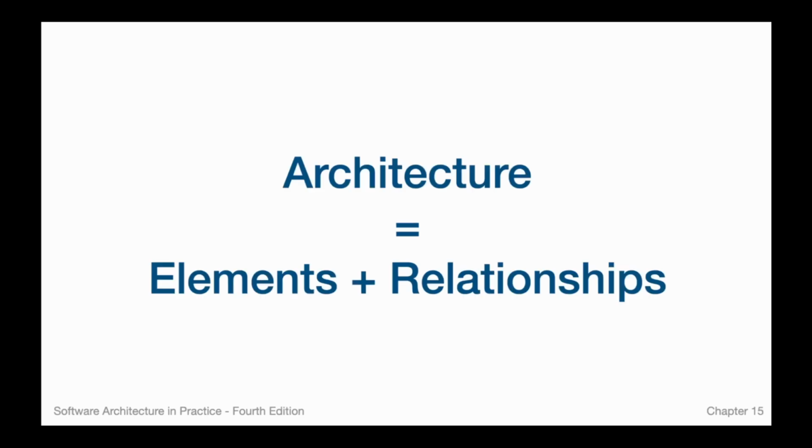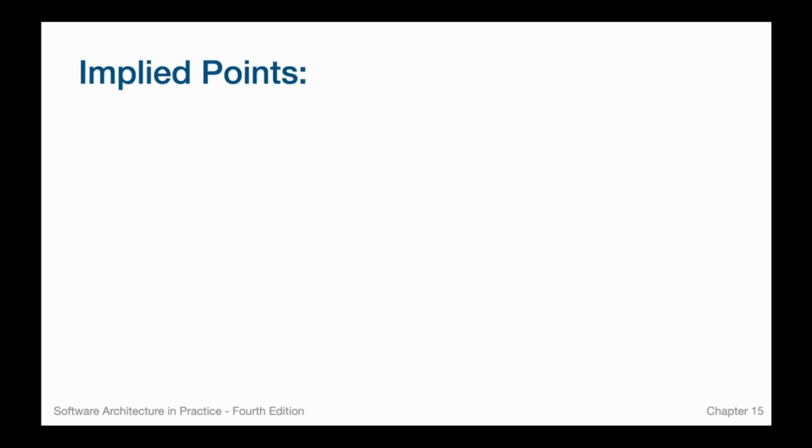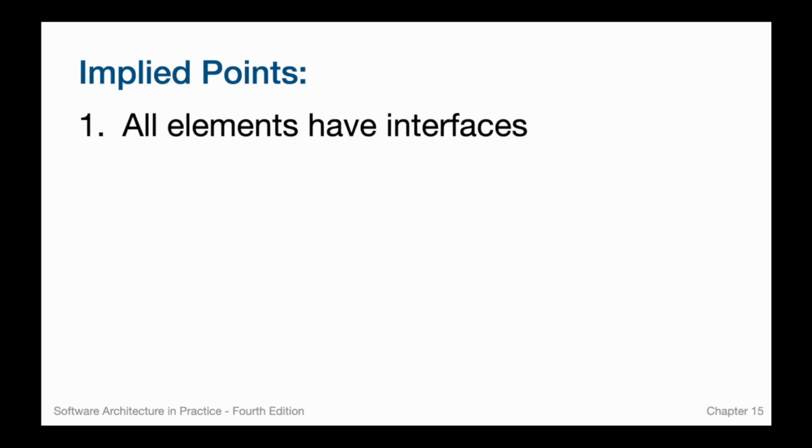In Chapter 1, we defined architecture in terms of elements and their relationships, remember? In this chapter, we're focused on just one type of relationship, and that's the interface relationship. Interfaces are that fundamental abstraction mechanism that we need to connect those elements together. Let's talk about some implied points when we think about interfaces and elements. So first of all, we say that all elements have interfaces. All elements are going to interact with some actor. Otherwise, what's the point? Why bother having an element if it can't interact with anything else?